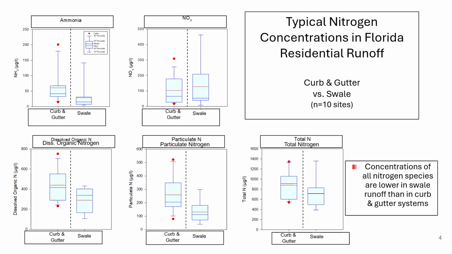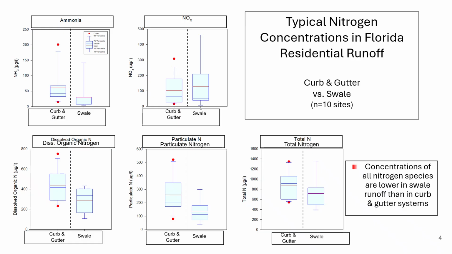Here, we're looking at some field-collected data comparing typical nitrogen concentrations found in residential runoff in Florida. Specifically, we're examining the differences between runoff collected from traditional curb and gutter systems versus more natural swale systems. The graph illustrates the concentrations of dissolved organic nitrogen, particulate nitrogen, and total nitrogen across both types of systems, based on data from 10 different sites.